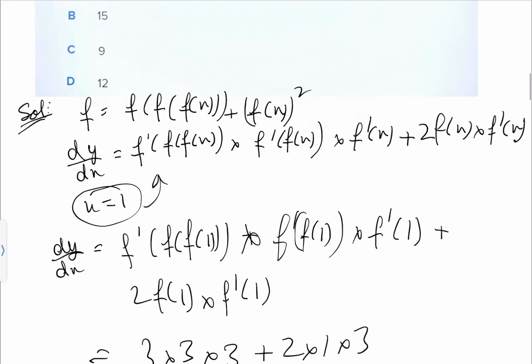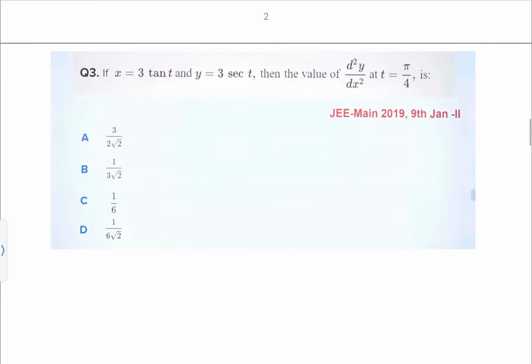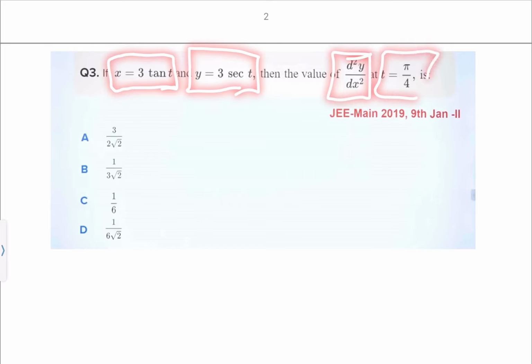Right. Let's move on to our third question. In our third question, what we are given is x equals to thrice of tan t and y equals to thrice of sec t, and then we need to find the value of d2y by dx square at t equals to pi by 4.